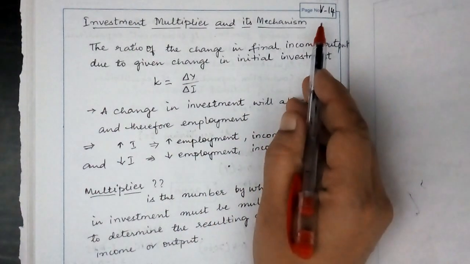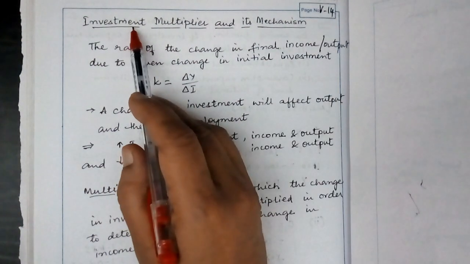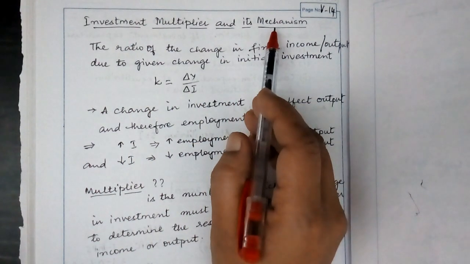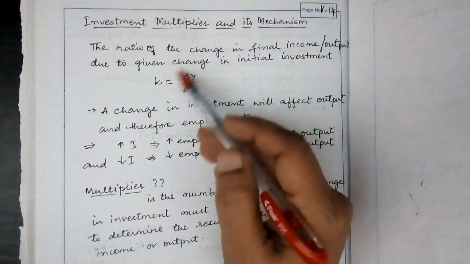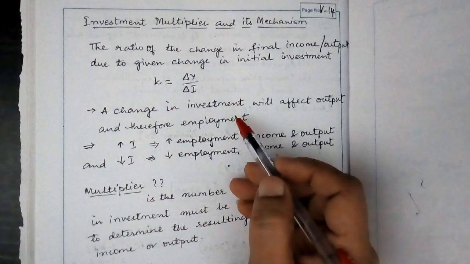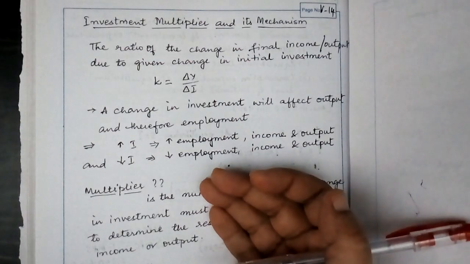In our video number 14, we will discuss the investment multiplier and its mechanism. Before we go into the details, we will first look into the graph to understand this and then come back to the theoretical part of it.